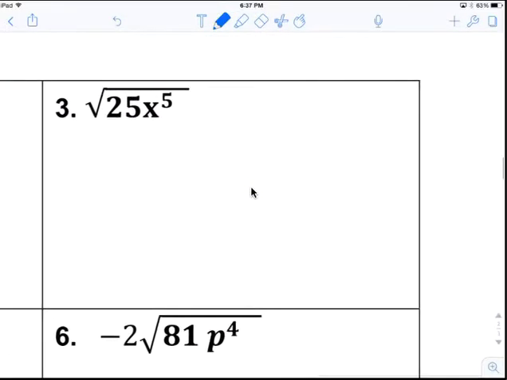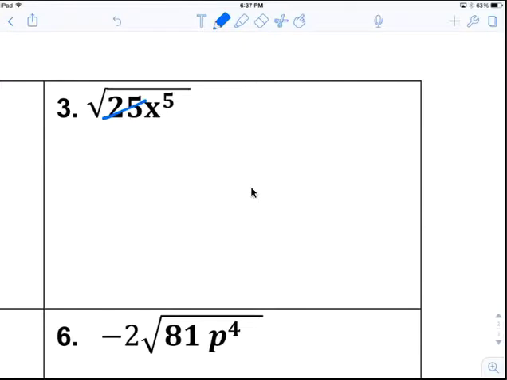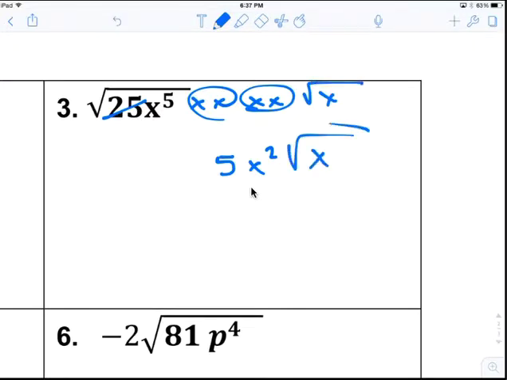Same here. 25 is a perfect square. The answer is 5. That you got 2 groups. So x squared with x inside the radical. And that's your answer.